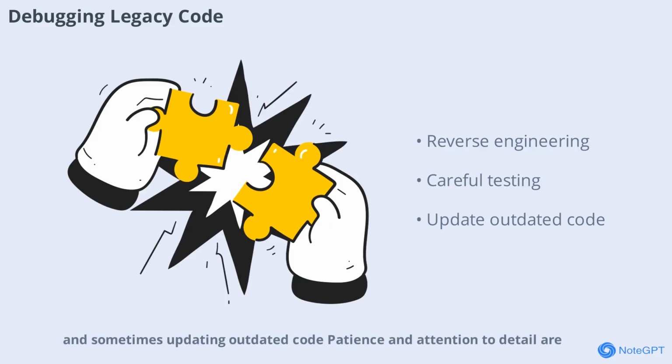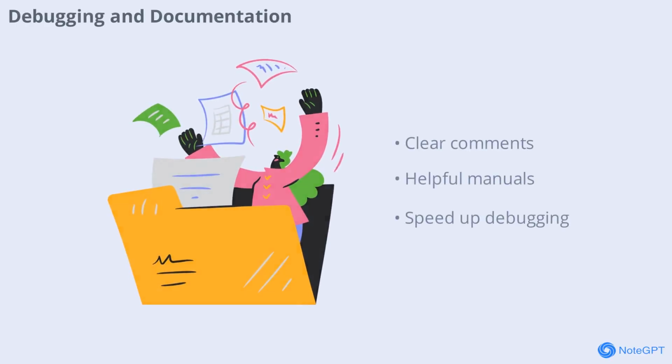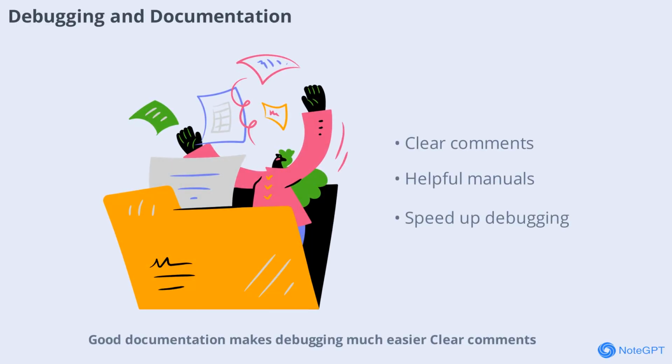Patience and attention to detail are key when dealing with these complex systems. Good documentation makes debugging much easier. Clear comments, well-written manuals, and up-to-date diagrams help developers understand how a program works. When issues arise, documentation provides valuable context, speeding up the debugging process and reducing frustration.